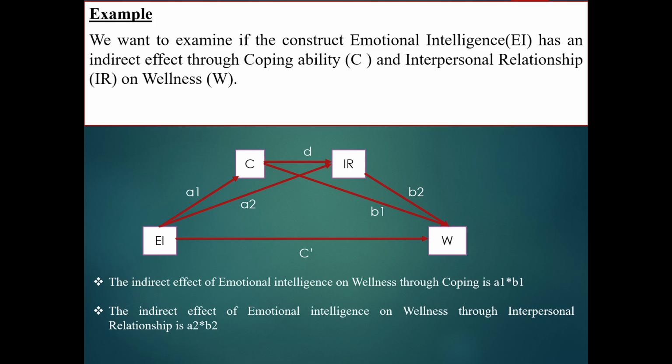The indirect effect of emotional intelligence on wellness through coping is given by A1 into B1. As we can see, the relationship between EI to C and C to W. This is the indirect effect, which is given by A1 and B1. An indirect effect of emotional intelligence on wellness through IR, if we consider, is given by A2 into B2.